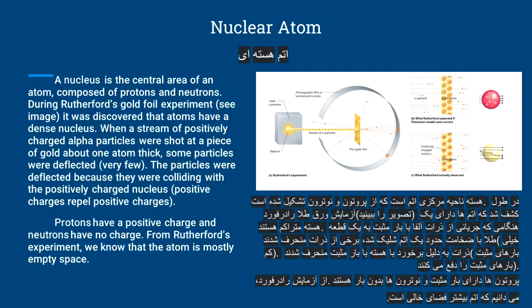In summary, Rutherford's gold experiment proved that the atom consists of a small, massive, positively charged nucleus with the negatively charged electrons being at a great distance from the center.